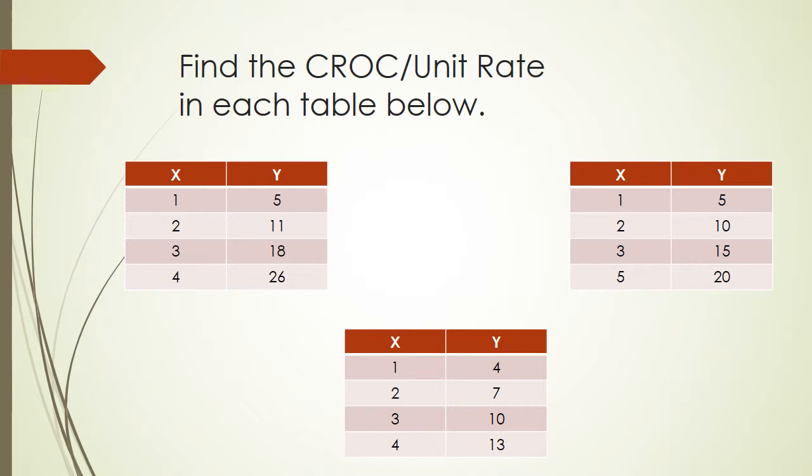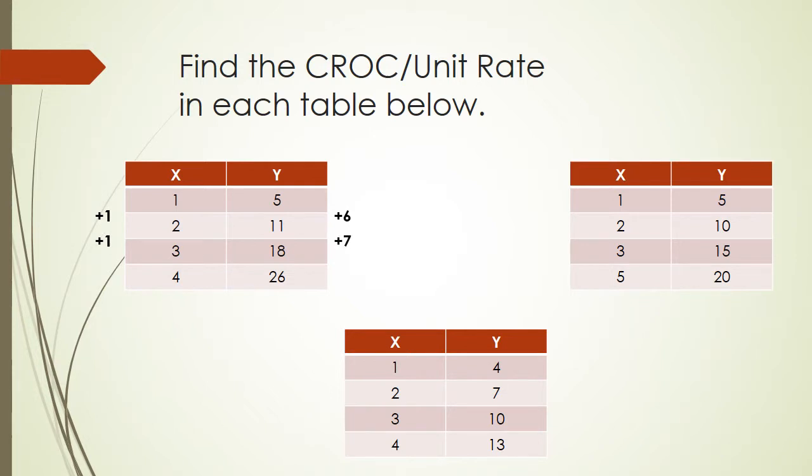All right, let's start with this top left one here. Remember, we need to check every time the X goes up, how much does the Y go up? I like to write it right on my table. First, from 1 to 2 is an increase of 1 in the X. From 5 to 11 is an increase of 6 in the Y. Continuing down the pattern, 2 to 3 is an increase of 1, 11 to 18 is an increase of 7.